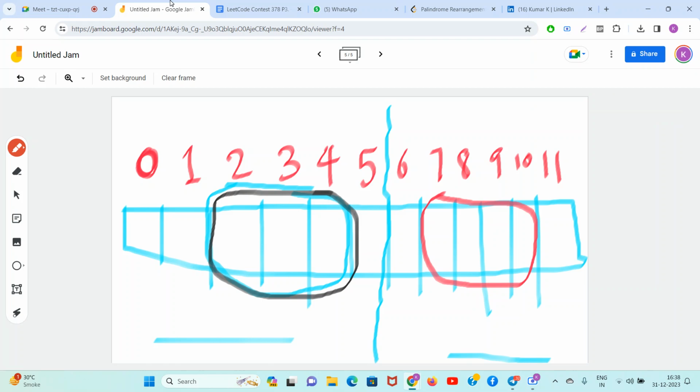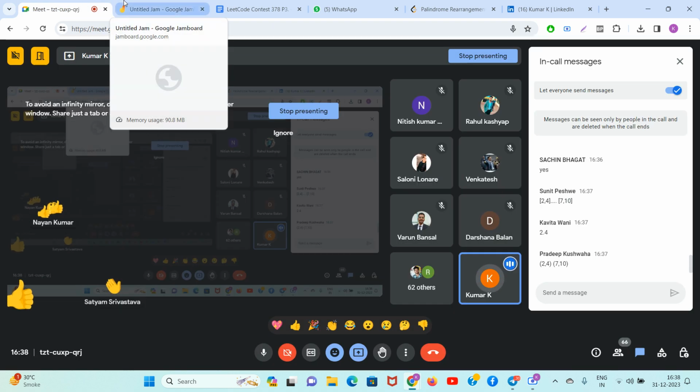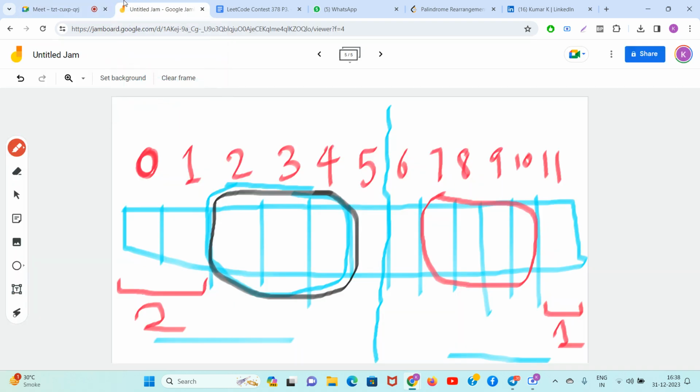Okay guys, so step 1, use your brain. There are two options. You first calculate the distance of this range from the start. What is the distance, guys? 2. Two characters are here. What is the distance here, guys? One character is here. Everyone write 2 and 1 in the chat if they agree with me. The first thing which we will do, we will calculate the distance from the start of the first range and the distance from the end of the second range.